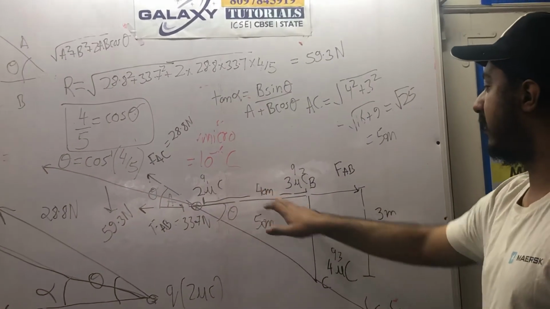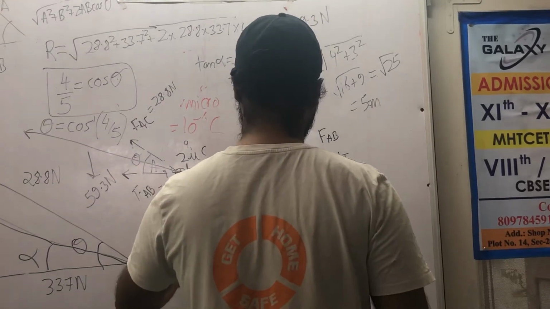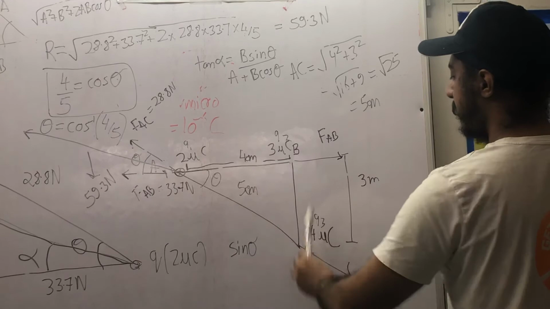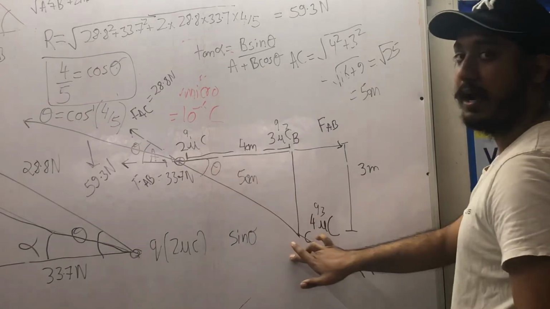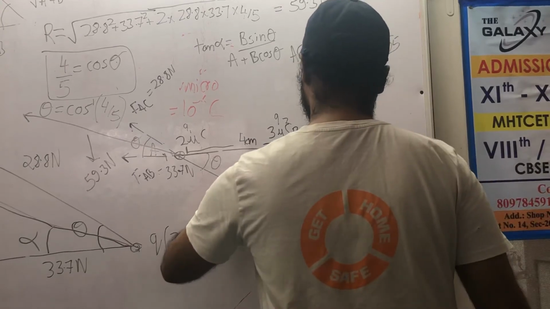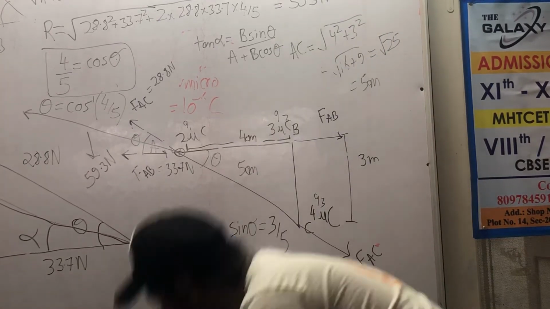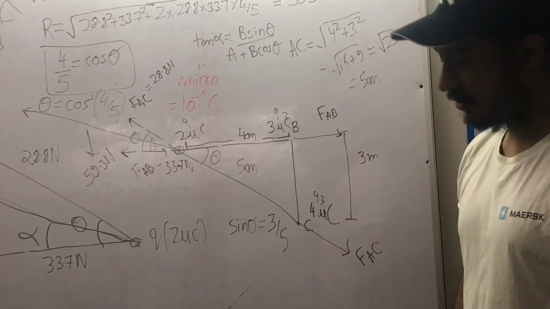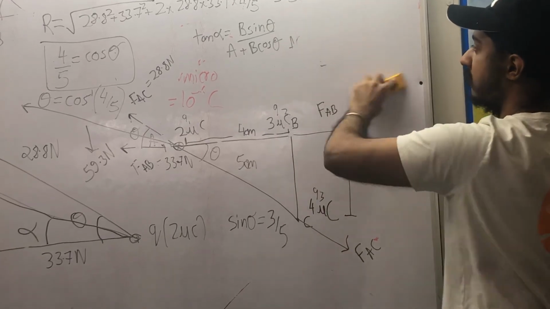So just look at this diagram again. What will be sin theta? In triangle ABC, sin theta will be perpendicular upon hypotenuse. So that will be 3 upon 5. So sin theta is 3 upon 5 and cos theta is 4 upon 5. Now what will you do? You will simply substitute the values here.